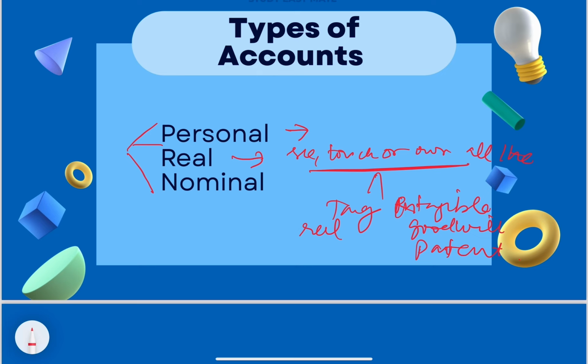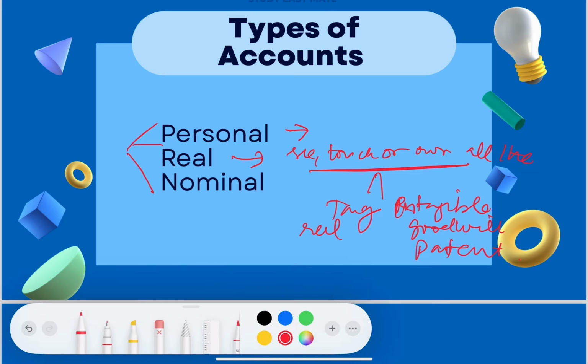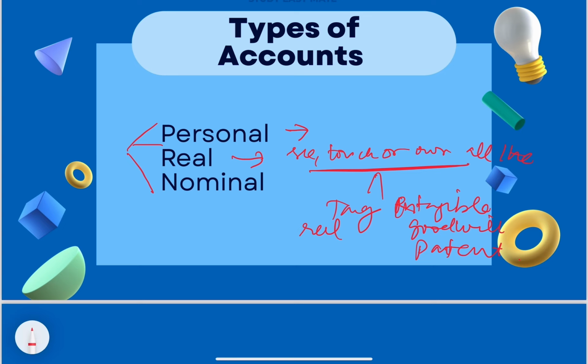So for a real account, for example, you buy a table for 5,000 in cash. So furniture comes in, it is debit. Cash goes out, it is credit cash.